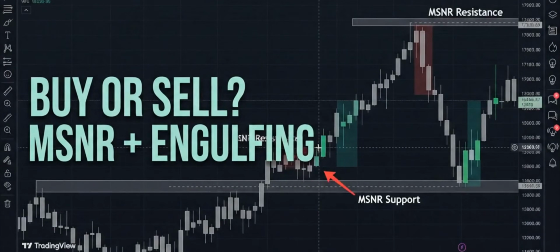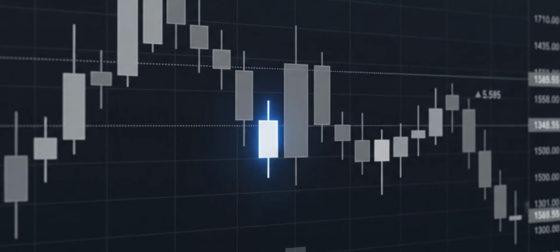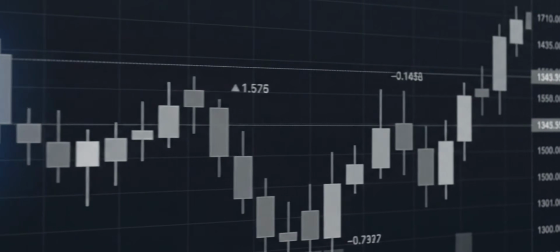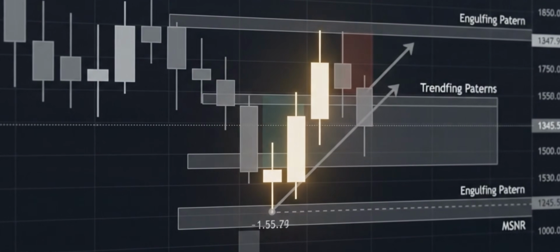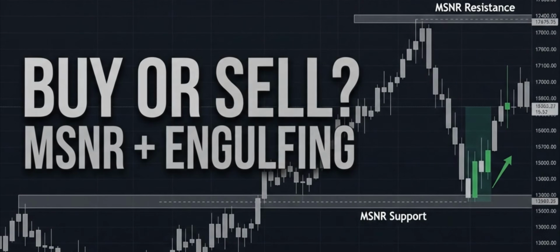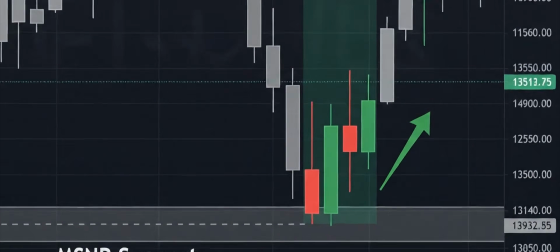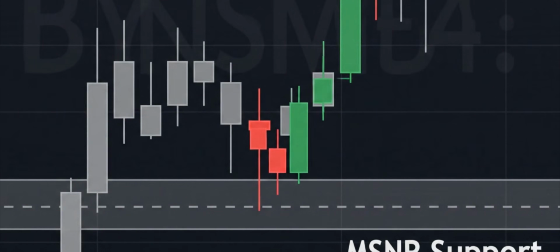Stop looking at engulfing candles in isolation. An engulfing candle can appear anywhere on your chart. But the real question is, where did it happen? In this video, I'll show you how I combine Malaysian support and resistance with the engulfing concept to determine my directional bias before looking for an entry.